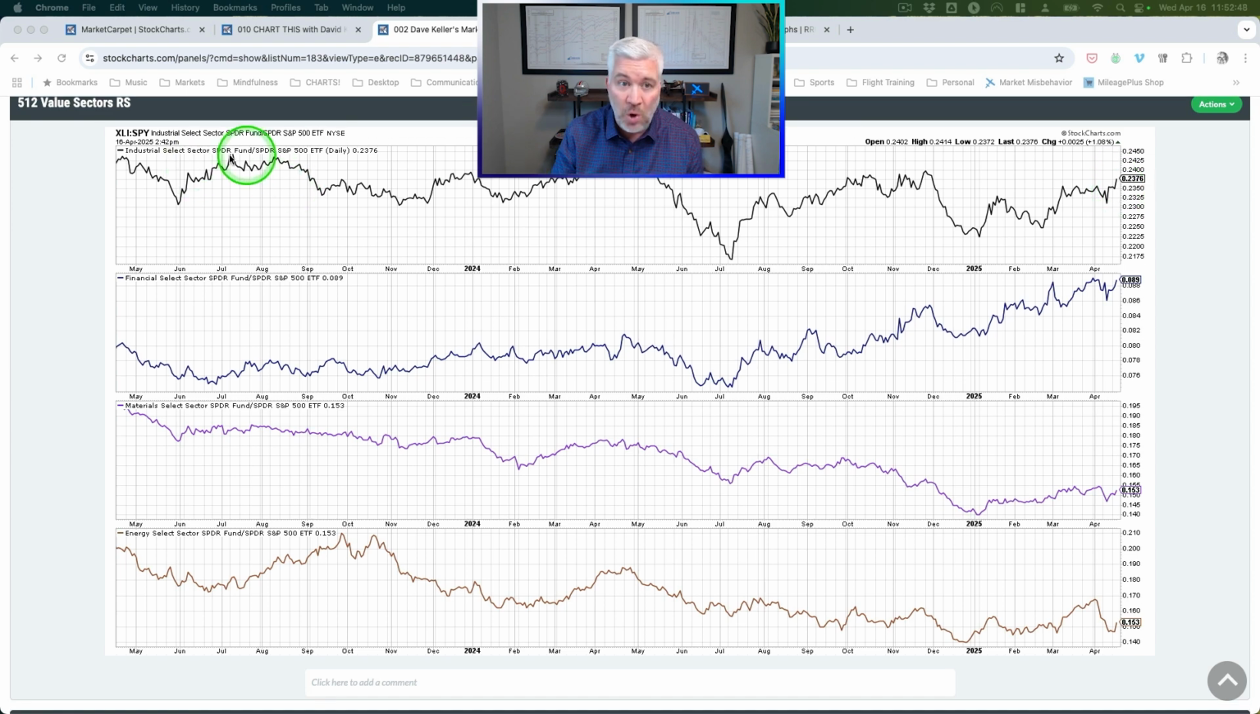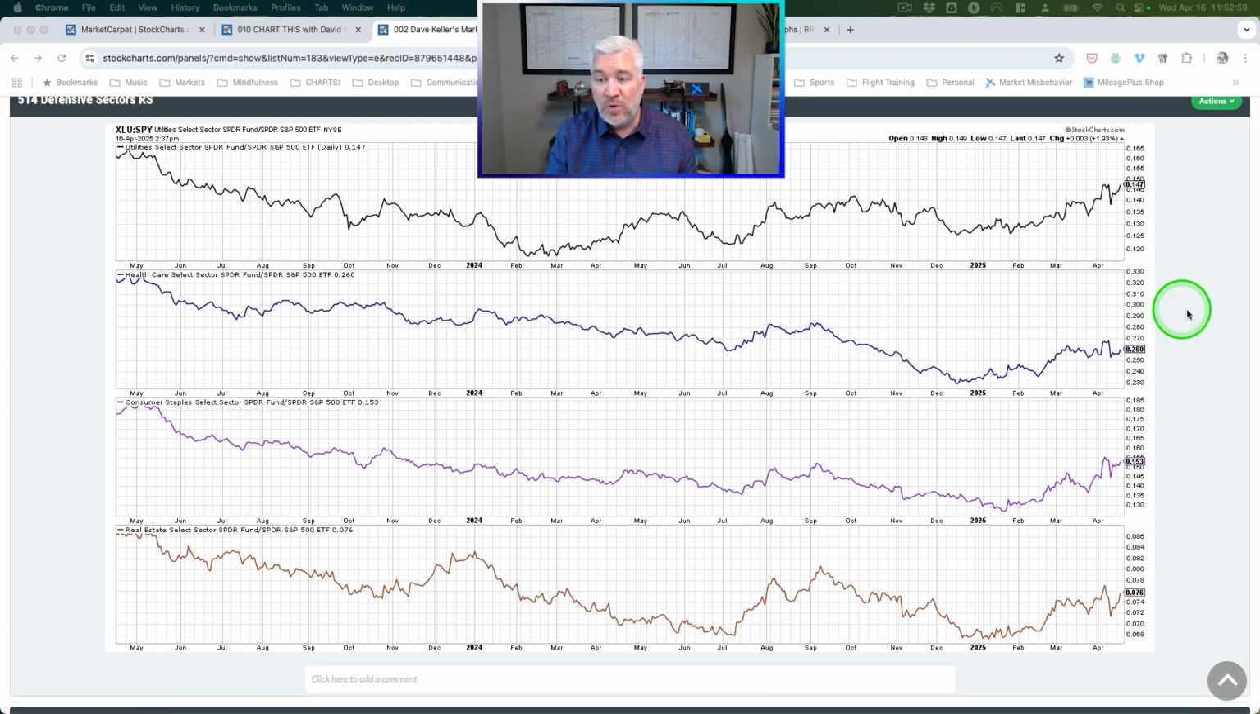And as a reminder, all of these are relative charts. So it's the industrial sector, the XLI, relative to the SPY. So if it's going up, it's outperforming. If it's going down, it's underperforming. Then we have the four defensive sectors: utilities, healthcare, consumer staples, and real estate. Note how all four of these are pretty consistently outperforming in 2025.